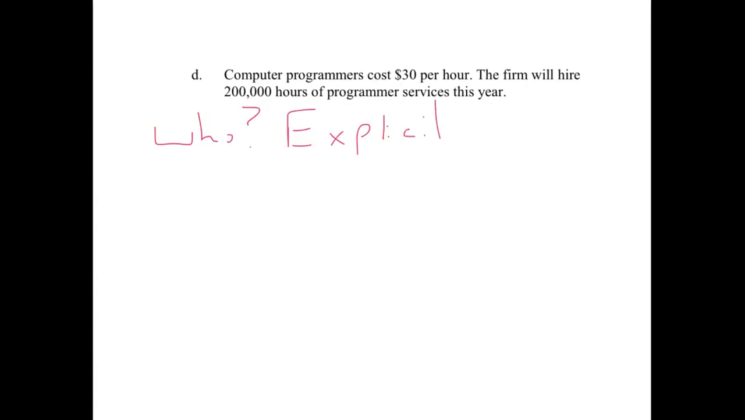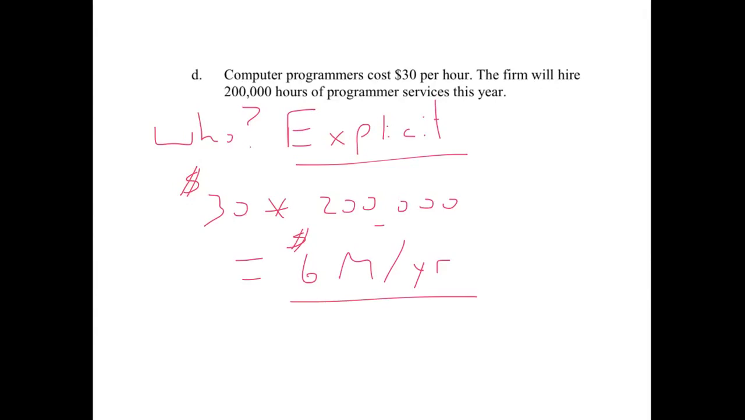And with explicit costs, there are actual out-of-pocket payments. There's a cash transaction. We have to pay these workers, and we pay them $30 per hour, and there are 200,000 hours. If my math is correct, that comes to $6 million per year. So an explicit cost of $6 million per year.